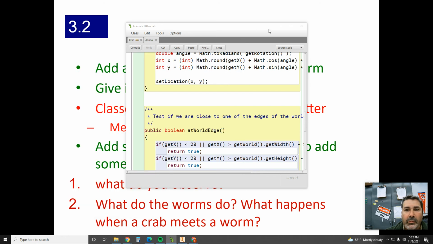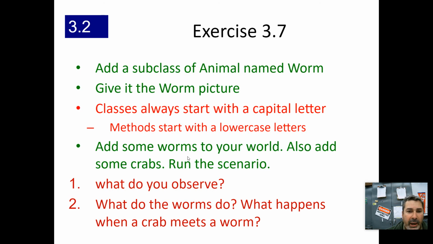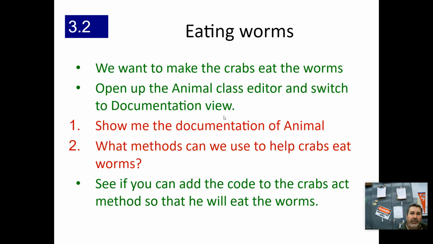All right. So let's keep looking here. Add some worms to your world. Also add some crabs and run the scenario. What do you observe? What do the worms do? What happens when a crab meets a worm? So answer those questions the best you can. See if you can do that.